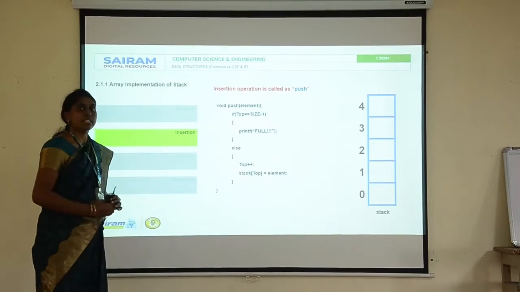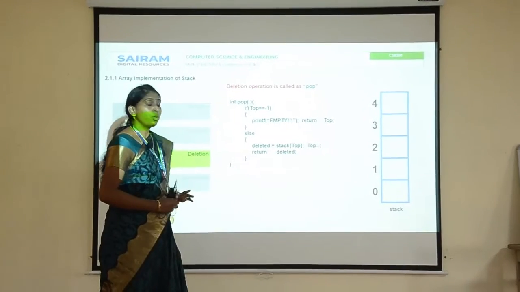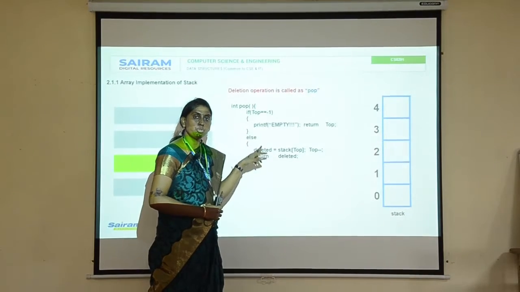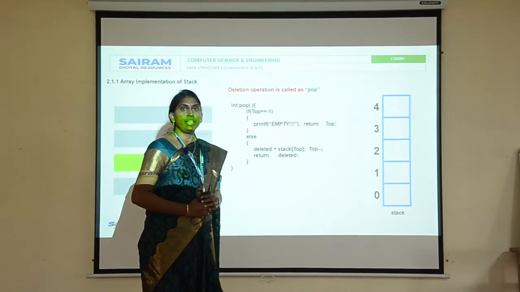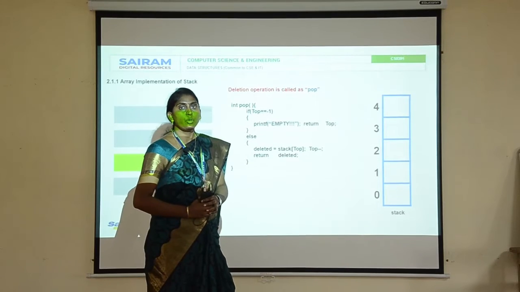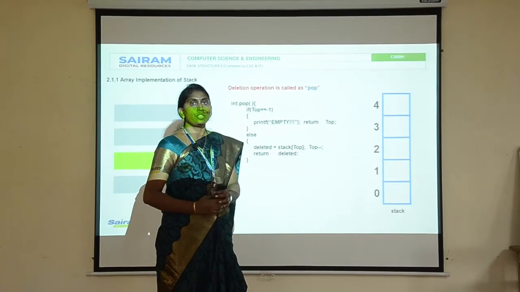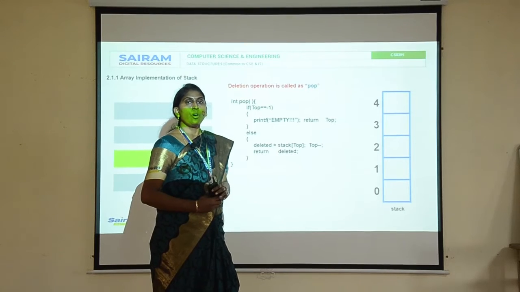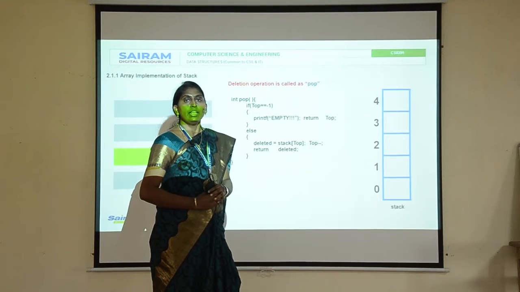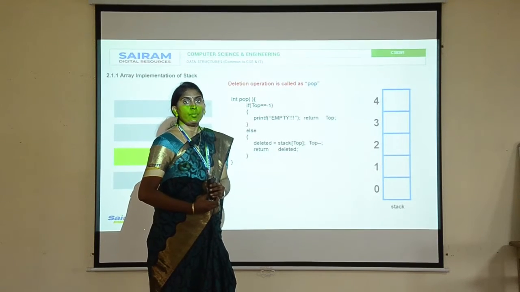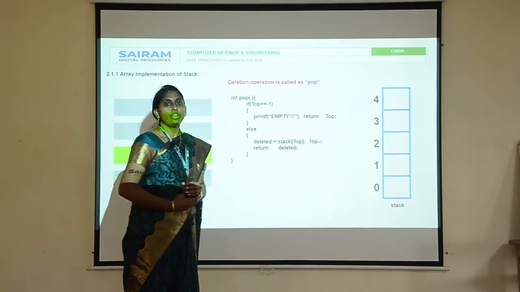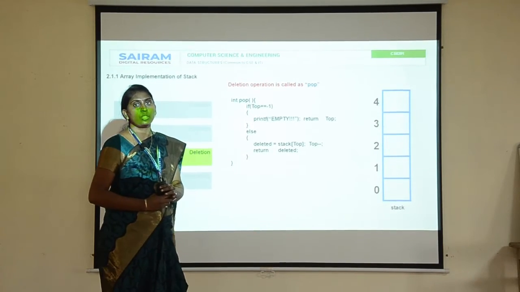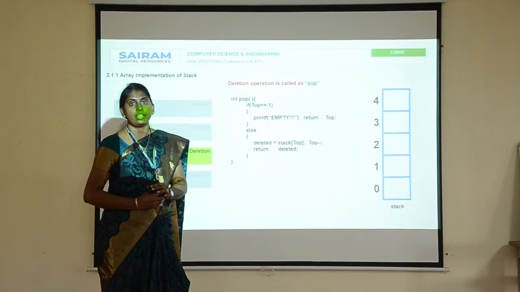Next is the deletion operation. Before performing deletion, you need to check whether the stack is empty or not. If your stack is empty, you cannot perform the deletion operation, because it is already empty. If your stack has some elements, you can perform the deletion operation. Before deleting, you need to identify the topmost element. In which location is the topmost element present? That is identified by using the pointer top.